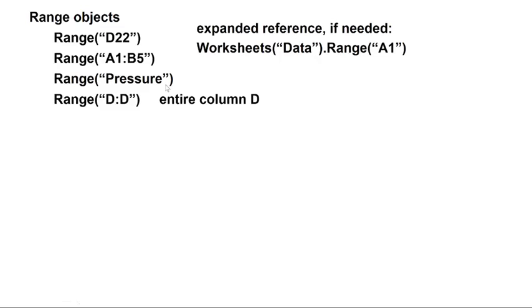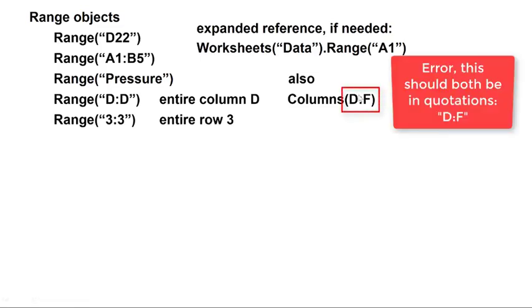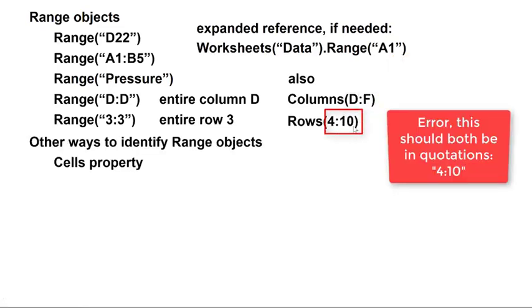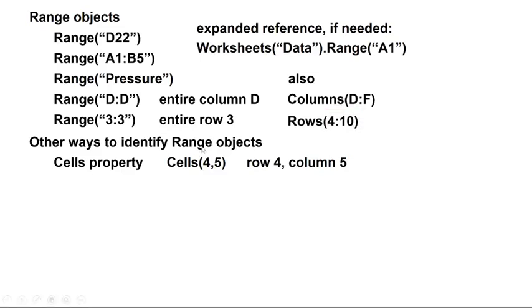Range("D:D") refers to the entire column D. You can also select multiple columns. Range("3:3") is the entire row 3. You can also use Rows. There are other ways to identify range objects. One of the most common is the Cells property. Cells by itself refers to all the cells on the spreadsheet.